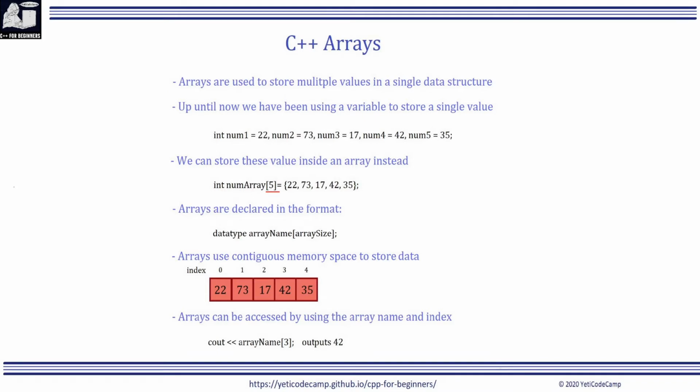The 5 in square brackets represents the amount of data that the array can hold. In this case, we want to store 5 elements of type integer. We can specify more elements if we need them when we create the array. So arrays are declared in the form of data type, name of the array, square brackets, which we can use to indicate the size of the array.